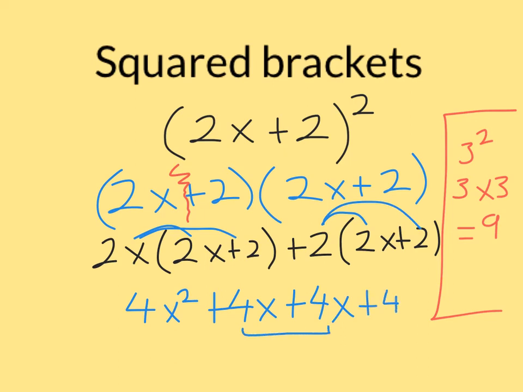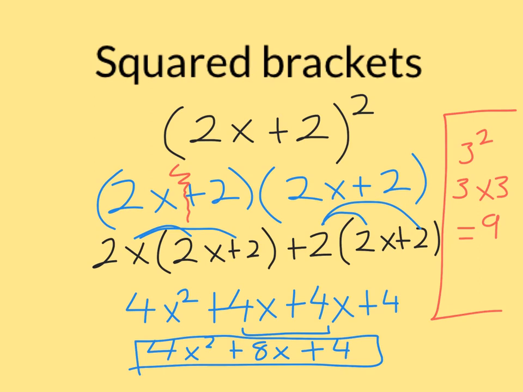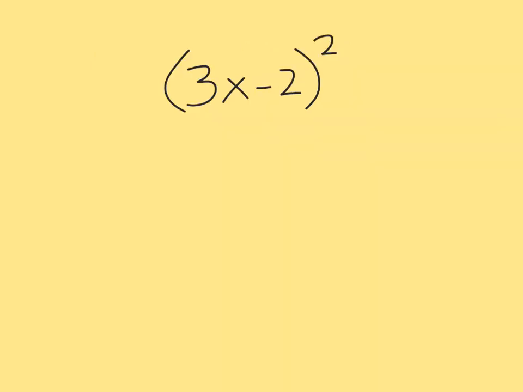And the last part we can simplify. We get 4x squared plus 8x, because 4x plus 4x gives me 8x, plus 4. And that's my total, that's my final answer. Okay, I want you to pause the video here. I want you to have a go at this squared bracket, so try it for yourself. And then when you are done, just press play and I'll go through the workings with you.